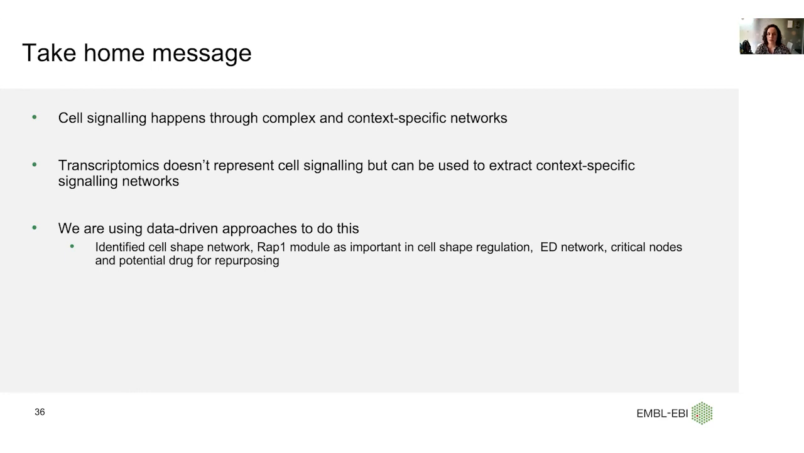In the first one, we identified a cell-shape network for breast cancer, and we found the RAP1 module to be an important cell-shape regulator. Then we also identified an endothelial dysfunction network, and we were able to identify critical nodes that have potential for drug repurposing.